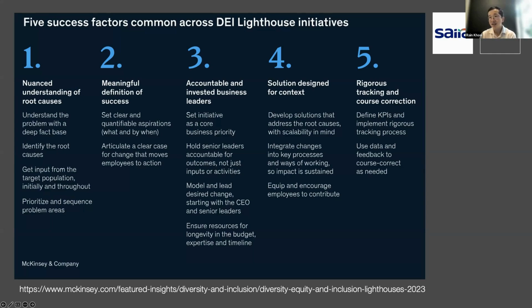Because this is very important at the end of the day when you are speaking with your sponsor or your executive management. You want to be sure that you have defined success from the beginning and you are updating on the progress to success. There's no surprises at the end of the day. Third, you need accountable and invested business leaders in your journey. Fourth, your solution has to be designed for the pain points that you observe, the opportunities you have observed, and for your particular context. Number 5, it's rigorous tracking and course correction.